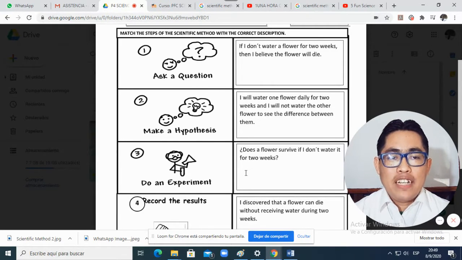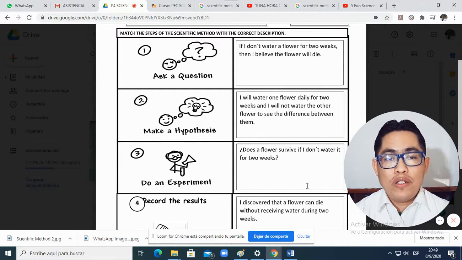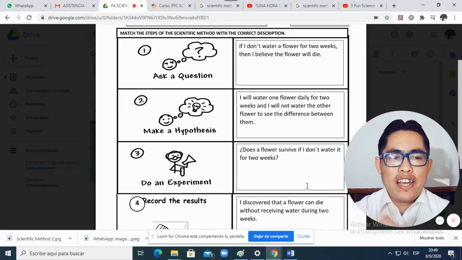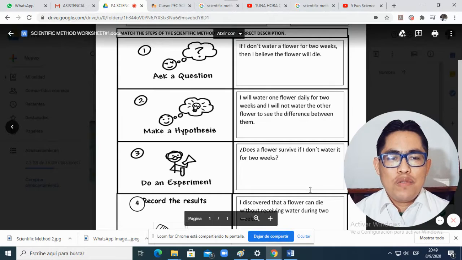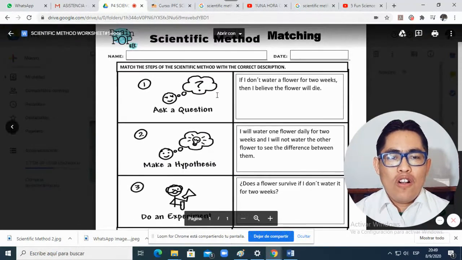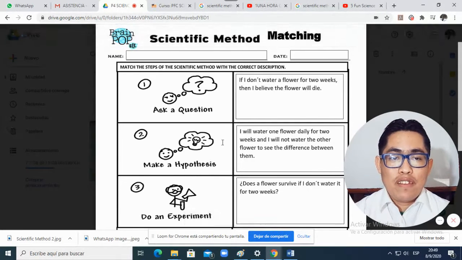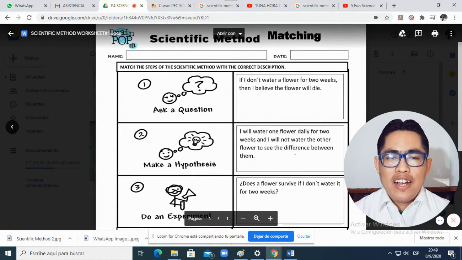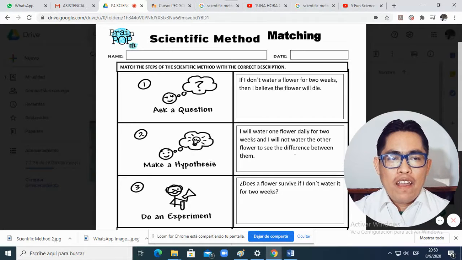Yes? I advise you to use different colors, okay, or different markers so that you don't get confused. Or simply, you can write a number here. Number 1. You can match with numbers or you can match also by using a line. Just that, I do only one for you, okay? So you need to read the descriptions and you match all the steps of the scientific method with the correct description. That's going to be all for today.